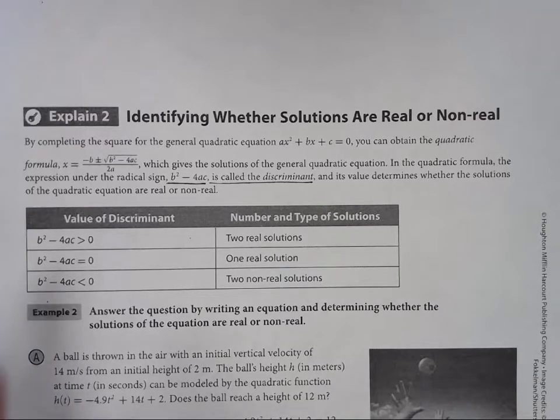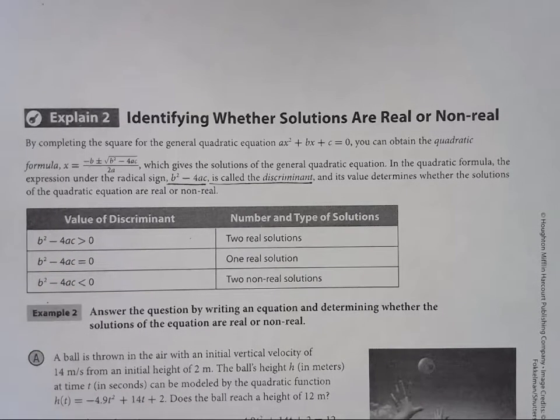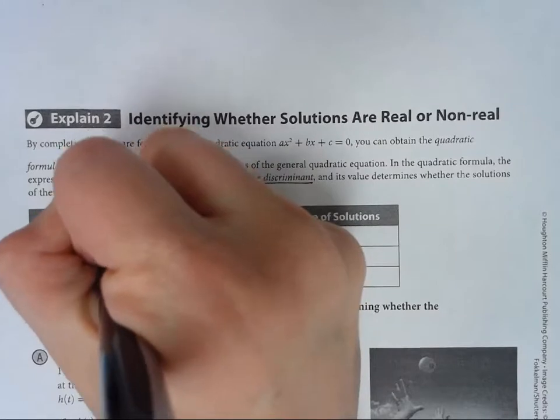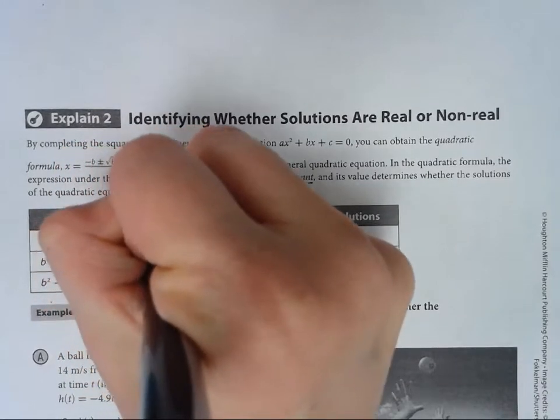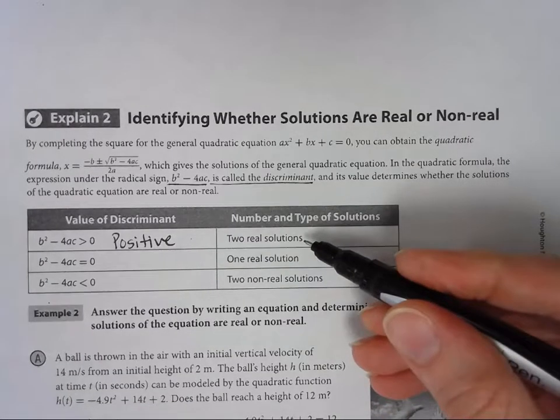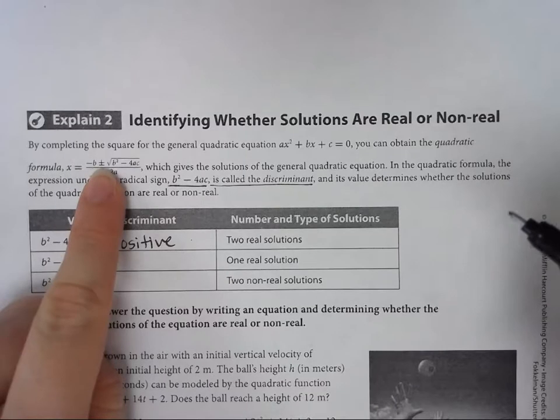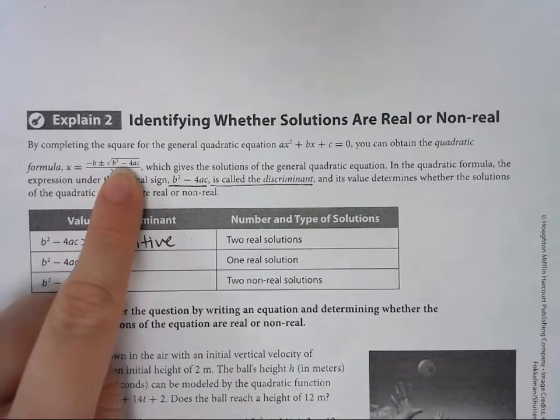So if the value of the discriminant is greater than 0, meaning that it's a positive number, then the quadratic will have two real solutions. Think back to where it is. Plus or minus the square root of a positive number will give you two solutions.